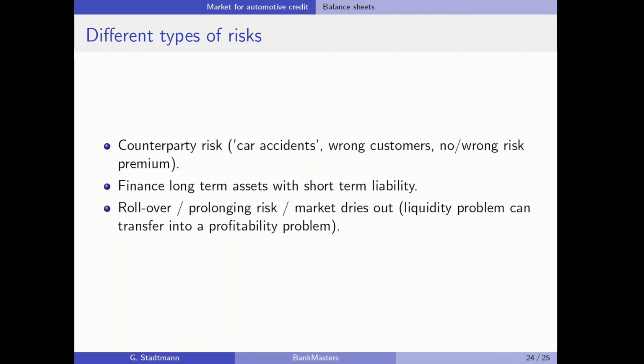The market might dry out. We have financed long-term assets with short-term liabilities, so we rely on the money market to finance our operations. When other banks do not lend the money to us anymore, then we have a problem. We are relying on other banks on the liability side, so that our bank has access to the money market and gets liquidity from other banks.